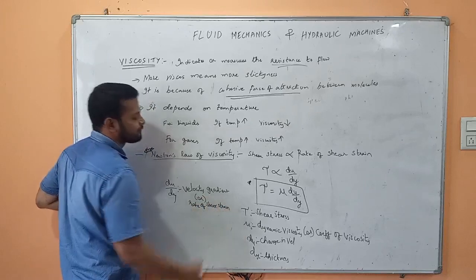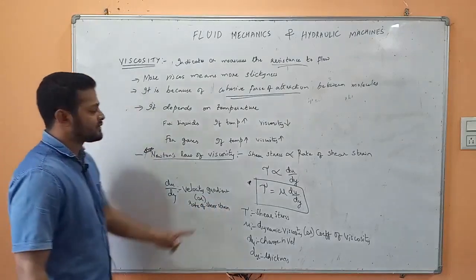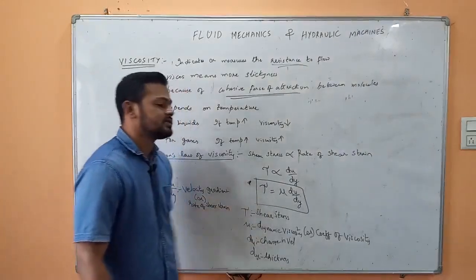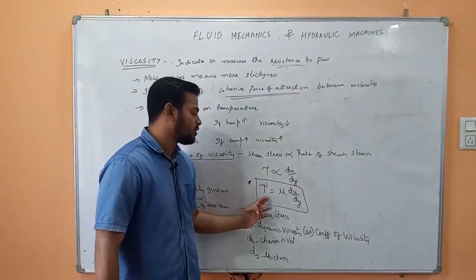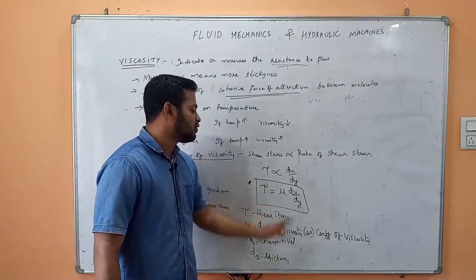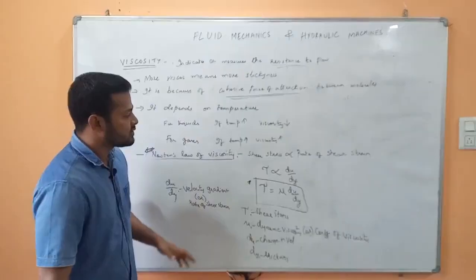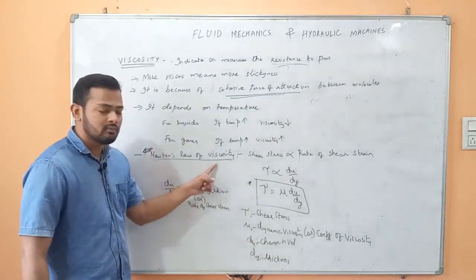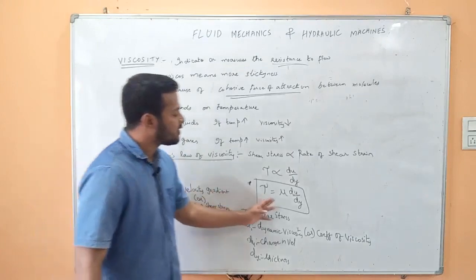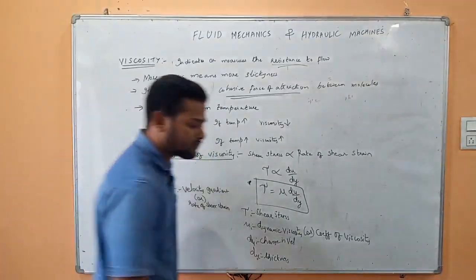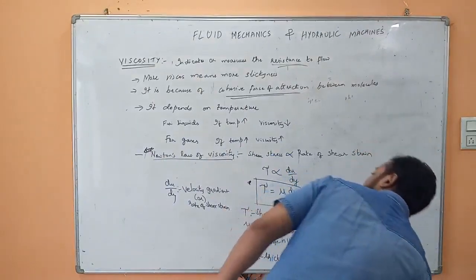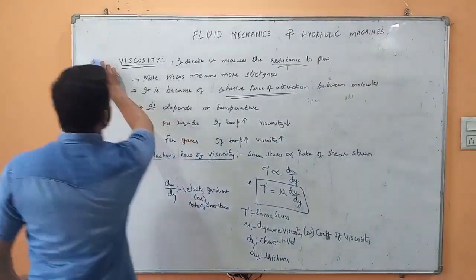You'll have to remember this formula. There are very few formulas in fluid mechanics. This is one of the formulas which we'll be using for solving problems. Tau is equal to mu into du by dy. Whenever you come across a term called viscosity in problems, just go for this formula. Tau is equal to mu into du by dy. Okay, so the next concept is about kinematic viscosity.